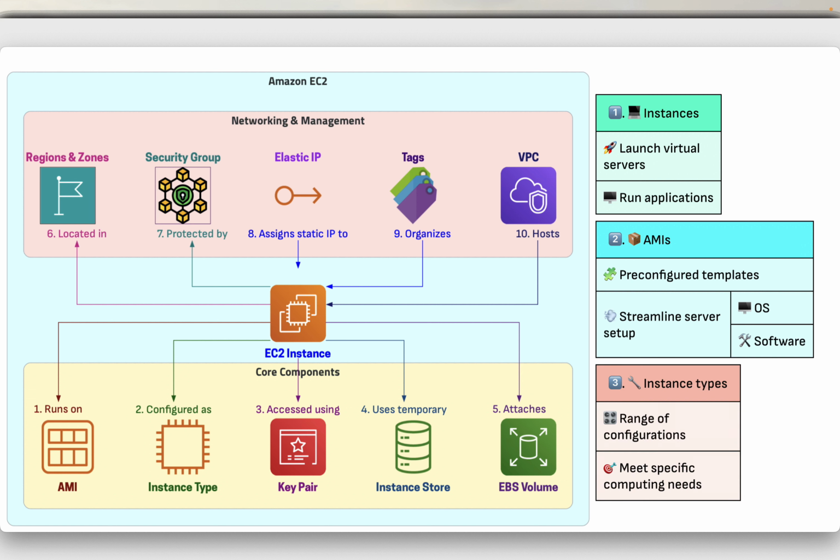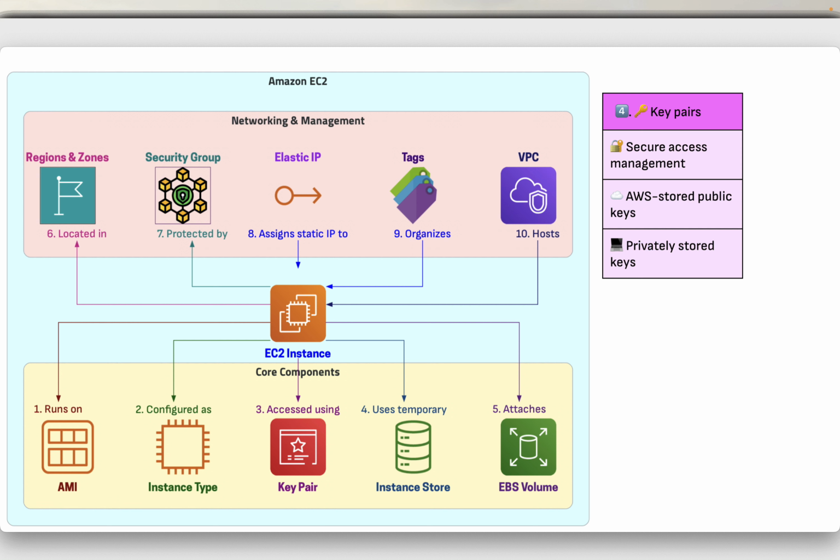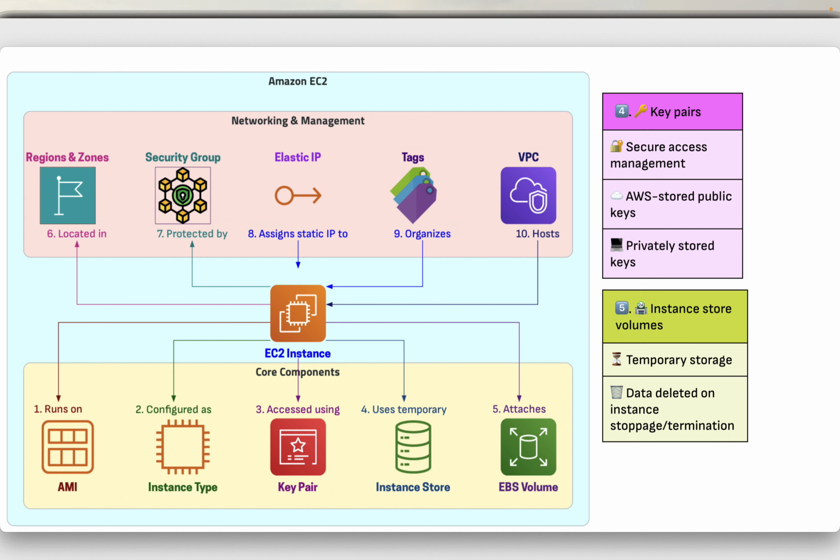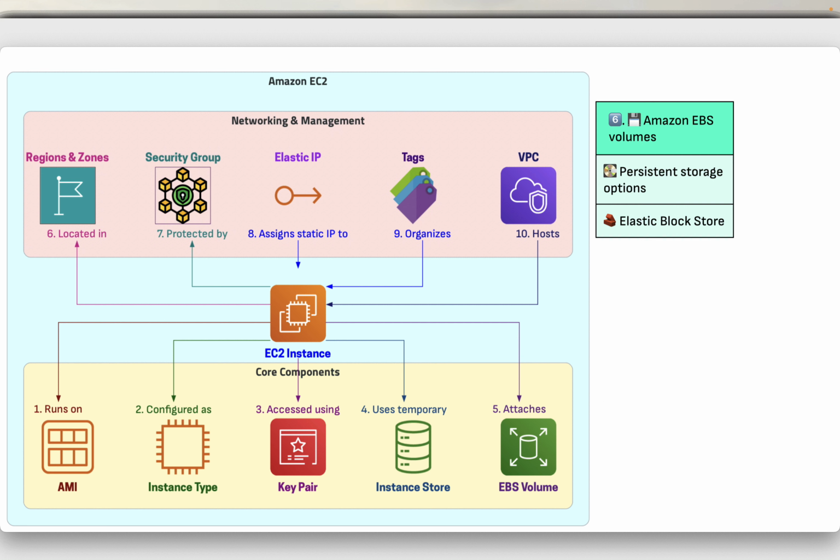Then instance types. You can select from a range of configurations to meet your specific computing needs. So I'll be covering this in the next few slides. Key pairs. We need key pairs to manage secure access to instances through AWS stored public keys and privately stored keys. So these are used to log into your EC2 instances. Instance store volumes. These employ temporary storage for data that is deleted upon instance stoppage or termination. Then Amazon EBS volumes use persistent storage options for data via Amazon Elastic Block Store.